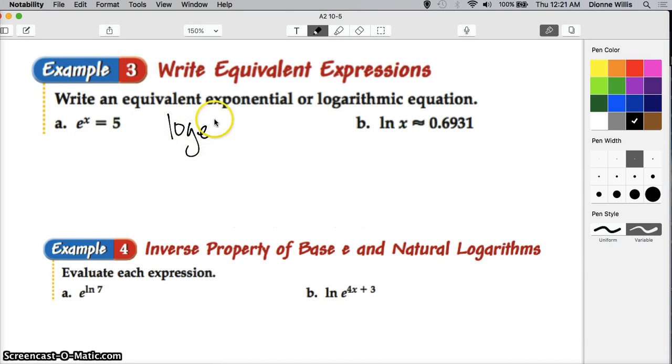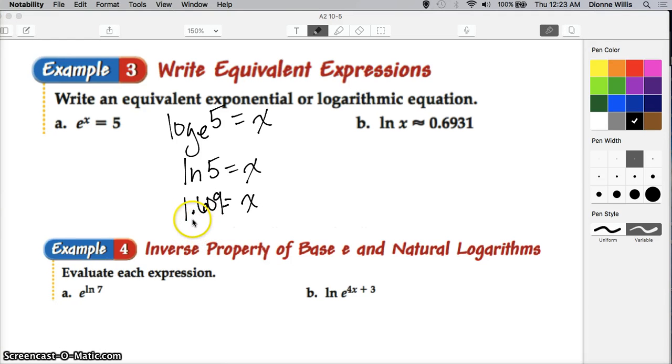Log base e of 5 is equal to x. Well, we don't write log base e of 5, we write the natural log of 5 is equal to x. And now that you've used your calculator and you can actually just plug it in and get the answer, do that now. So with my calculator, I'm getting 1.609. And I know we weren't asked to do that, but I think it's decent practice anyway.